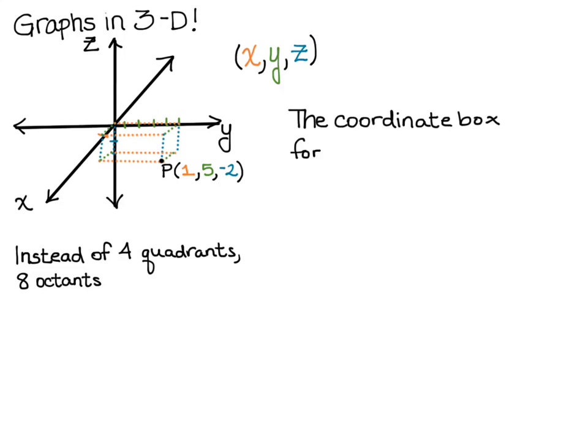The coordinate box is the name for this object that I just drew, and really its main use is just helping us see where the point is, because notice if I didn't draw it, it would be very hard to figure out if the point P was lying above the z equals 0 mark or below the z equals 0 mark, or even whether the point P was using a positive or negative y value.